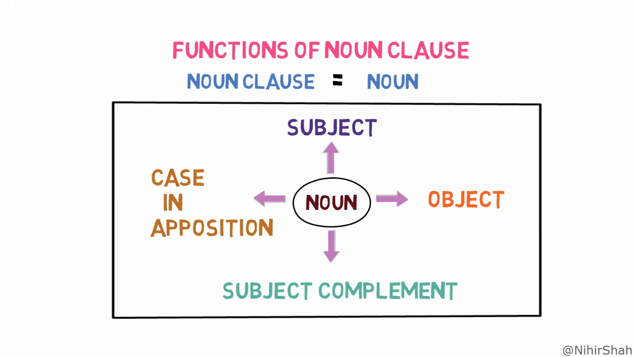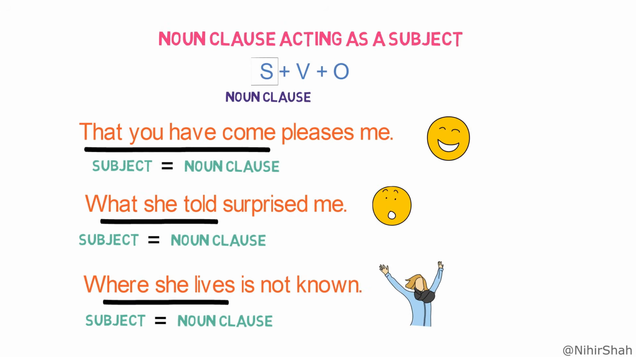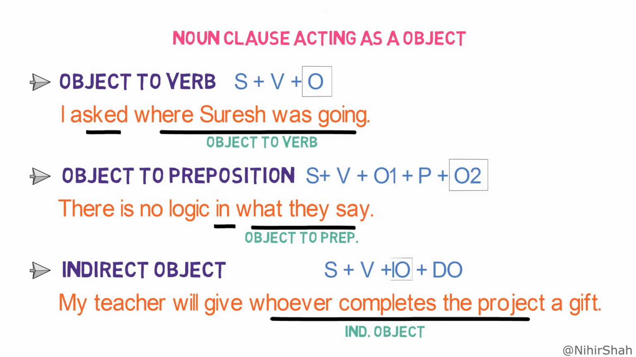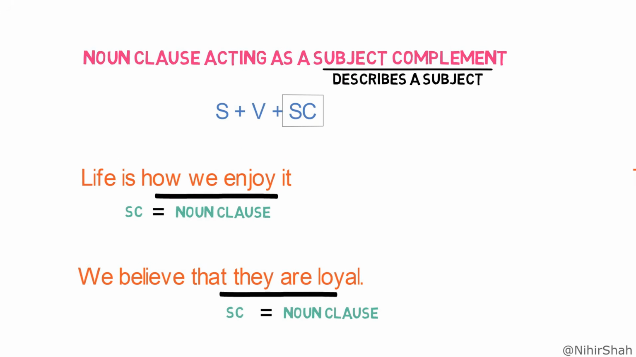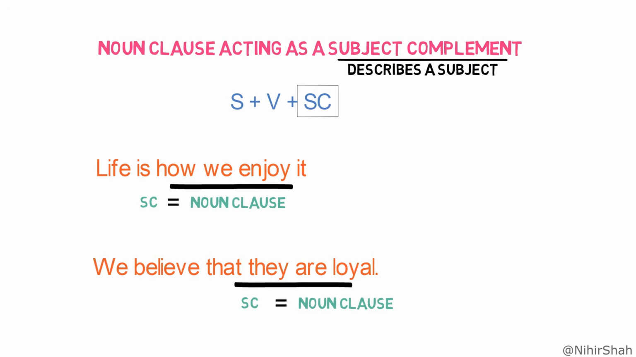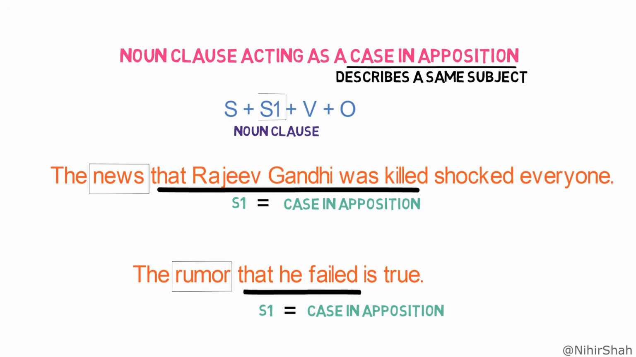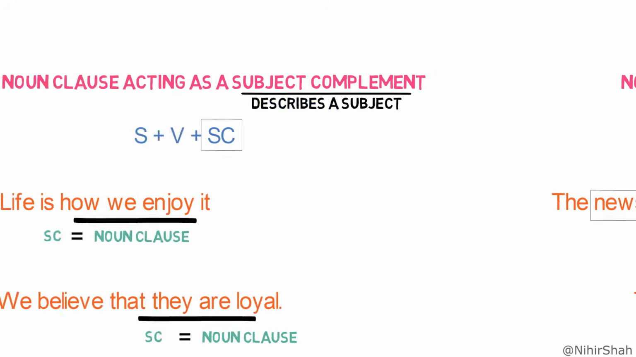Next, we learned different ways in which a noun clause could be used in a sentence. Number 1, it can act as a subject. Number 2, it can act as an object in the sentence, which includes an object to verb, object to preposition, or an indirect object. Number 3, it can act as a subject complement in the sentence. And number 4, it can act as a case in apposition in the sentence.